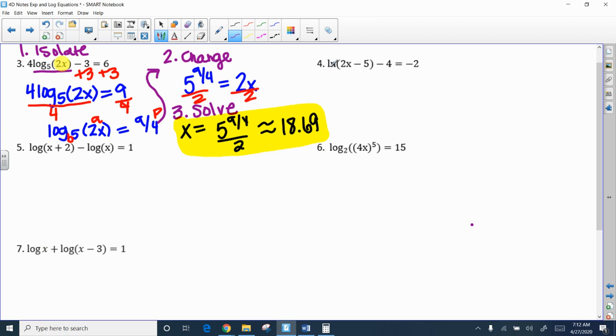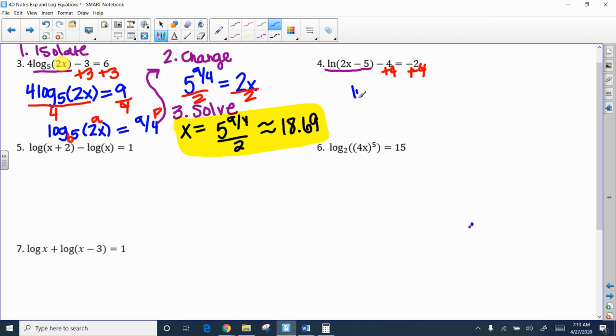Natural log, ln. So ln is still a logarithm. That stands for logarithm natural, or natural logarithm. And remember, that's a base of e. So step 1 is to isolate the logarithm. So the logarithm, and then the part we're taking the logarithm of, 2x minus 5. So to isolate that, we add 4 to both sides.